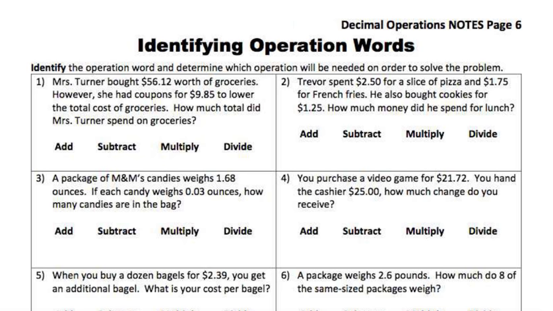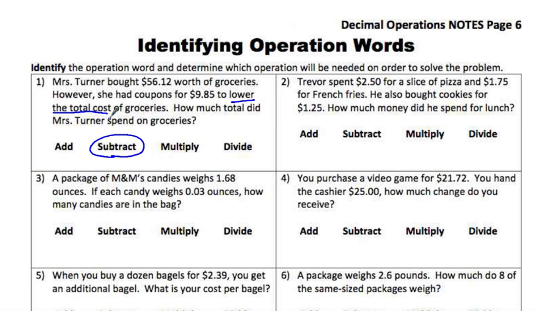So starting at the top of page 6, we are going to identify the operation word and determine which operation will be needed in order to solve the problem. Number 1 says Miss Turner bought $56.12 worth of groceries. However, she had coupons for $9.85 to lower the total cost of the groceries. How much total did Mrs. Turner spend on groceries? When you have a coupon for groceries, you're actually subtracting from the price, because I want to lower the total cost. So that is a giveaway for the subtraction.